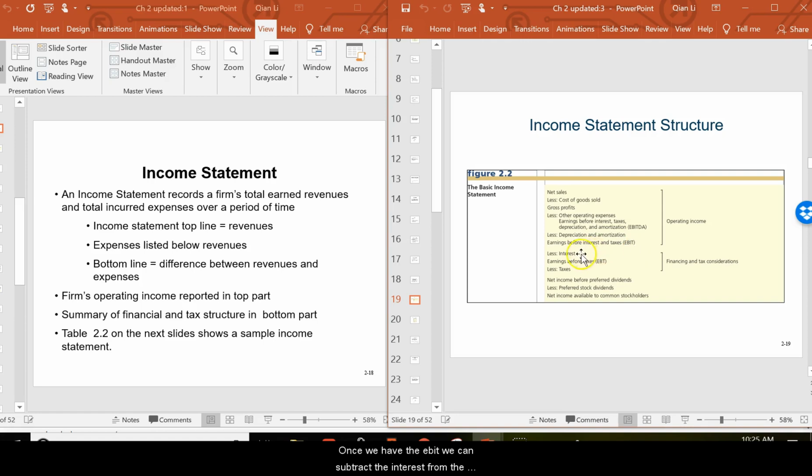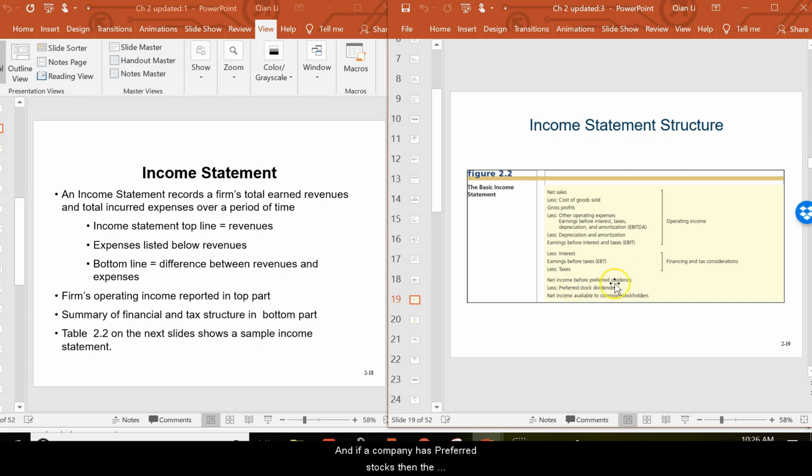Once we have the EBIT, we can subtract the interest from the EBIT to get the EBT, earnings before taxes. And then we subtract the taxes from the EBT to get net income before preferred dividends. So that is when we consider different obligations in terms of the financing and taxes, because you pay interest to your debt holders and you have to pay tax to the government. So those are the obligations from the financing and tax concerns.